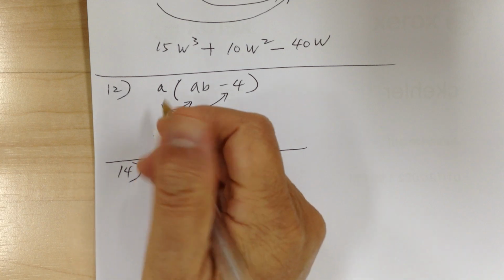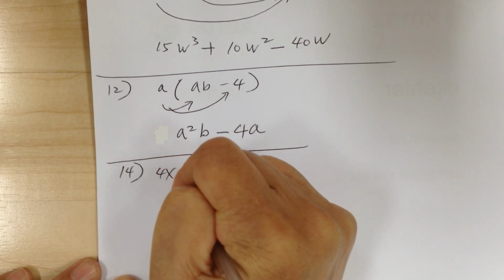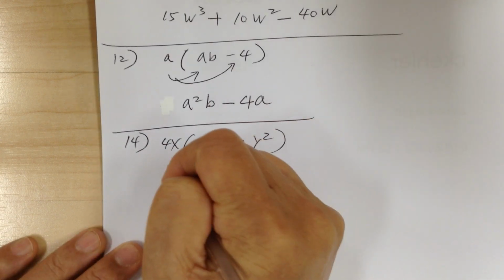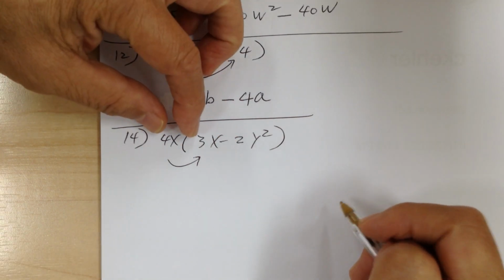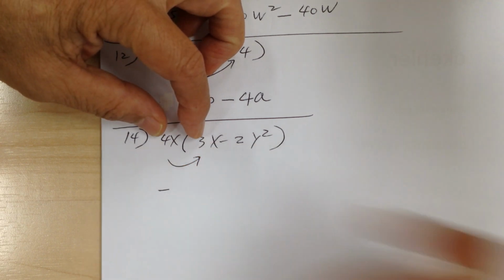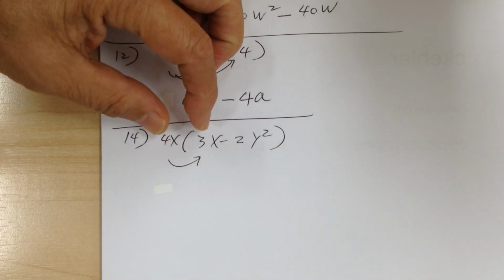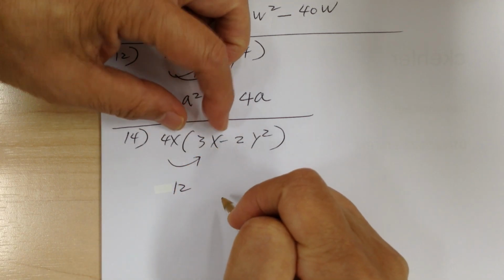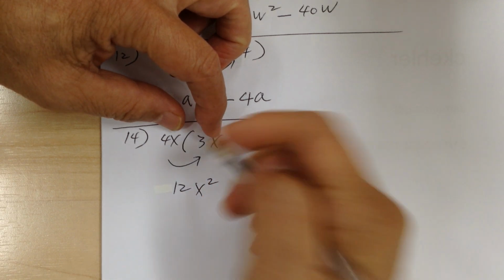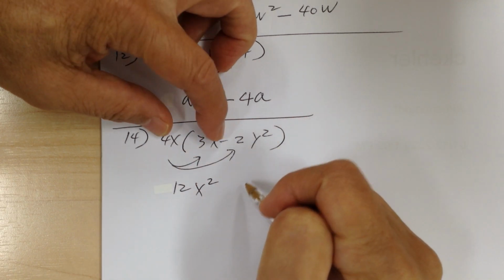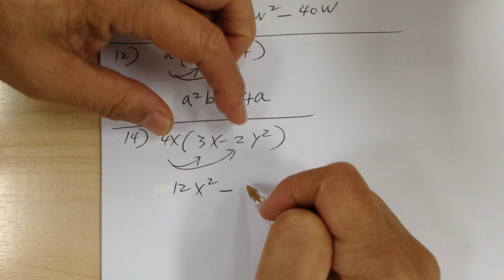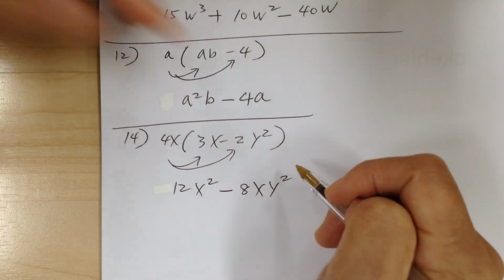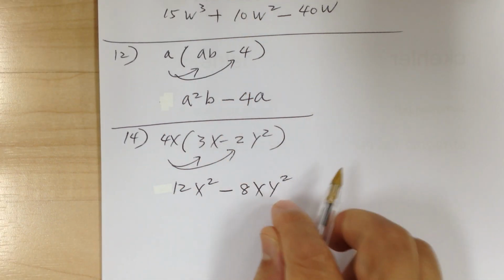Okay, number 14, you have 4x times 3x minus 2y squared. So distribute. Positive times positive is positive, so you don't have to write anything for positive. So sign, number 4 times 3 is 12. Alphabet x times x is x squared. So that's done. Now let's do this one. Positive times negative will give you negative. 4 times 2 will give you 8. Alphabet, there will be x, and that's a y squared. Again, there's nothing else to combine, so they will just stay the same.